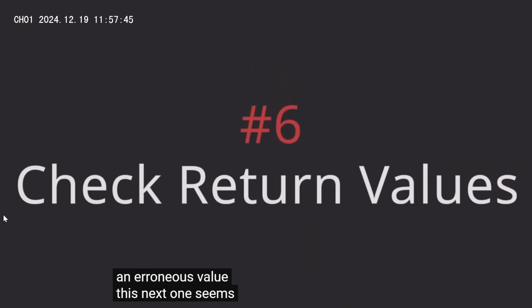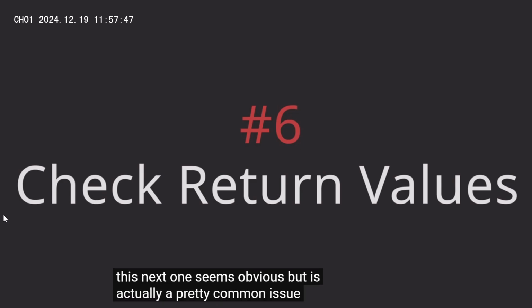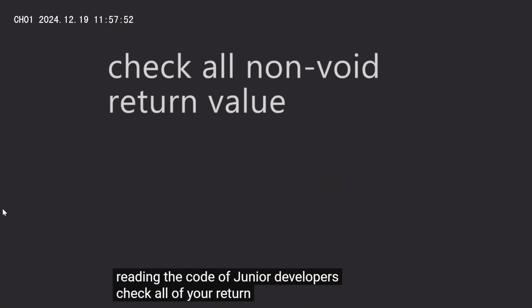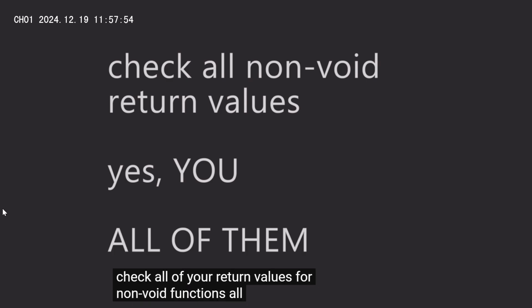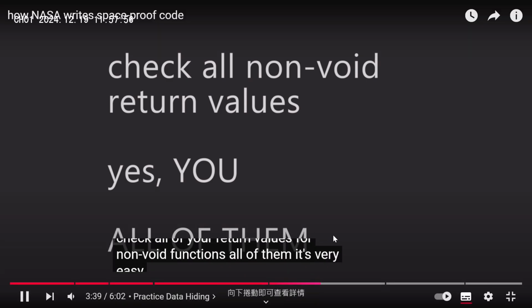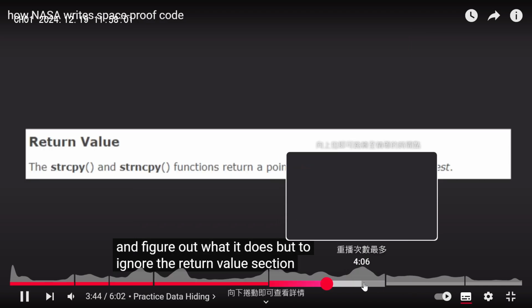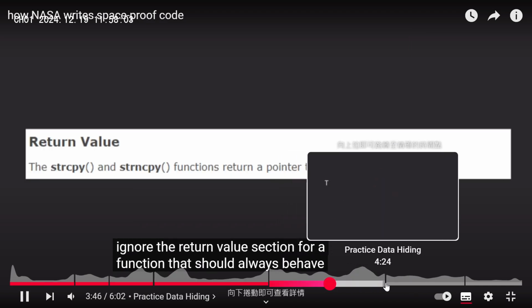This next one seems obvious, but is actually a pretty common issue when I'm reading the code of junior developers. Check all of your return values for non-void functions. All of them. It's very easy to read the man page for a function and figure out what it does, but to ignore the return value section for a function that should always behave properly.